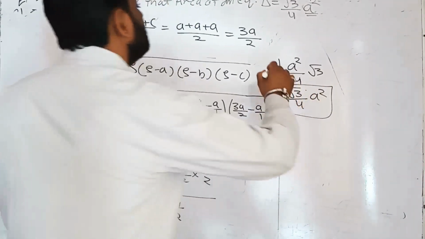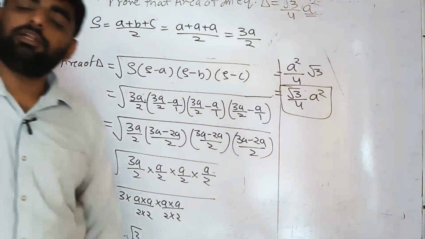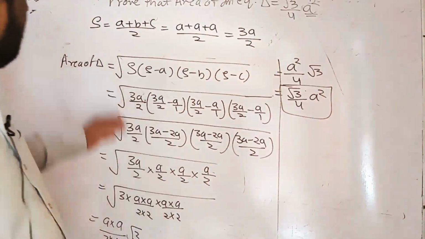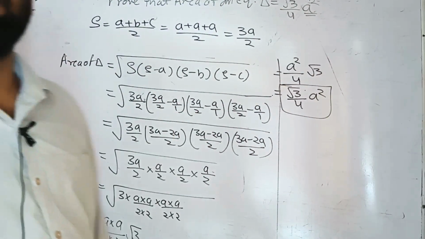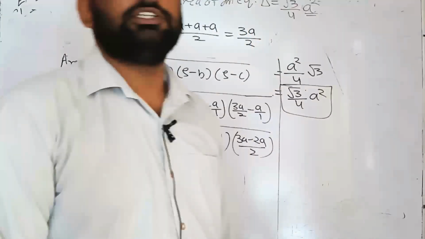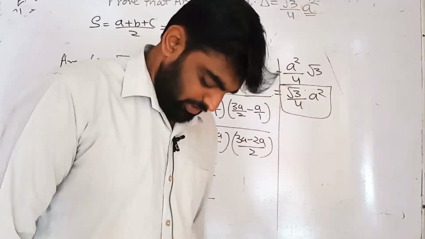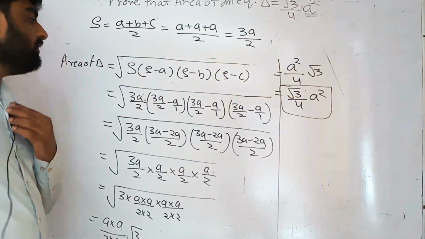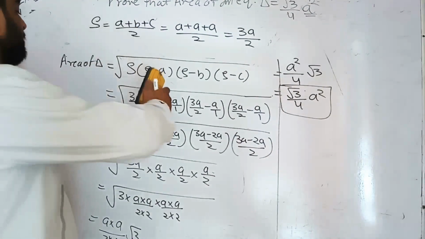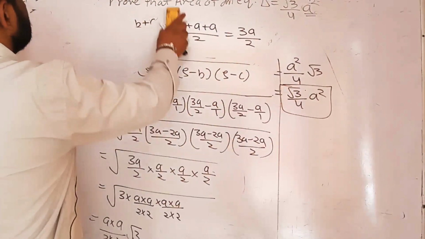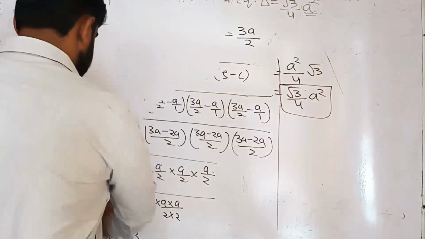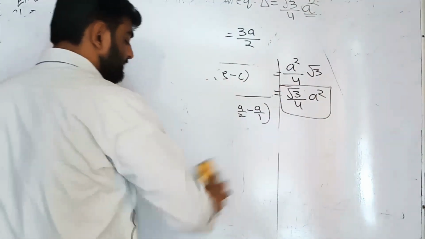A is known as the side of an equilateral triangle. So by Heron's formula we get the area of an equilateral triangle, that is root 3 upon 4 A square. So how do we solve another type of question? We are taking question number two.